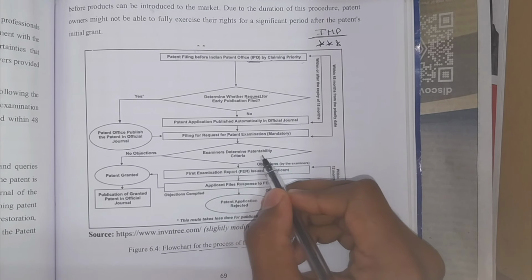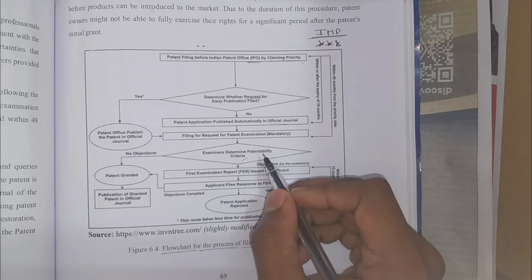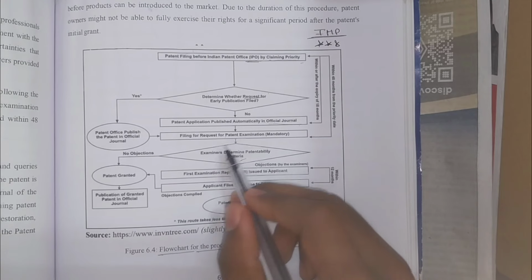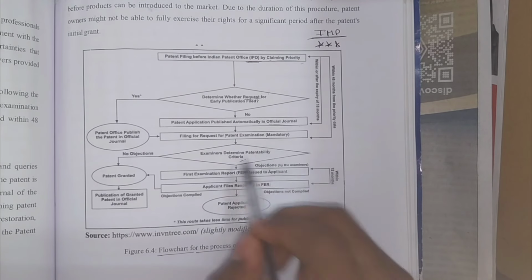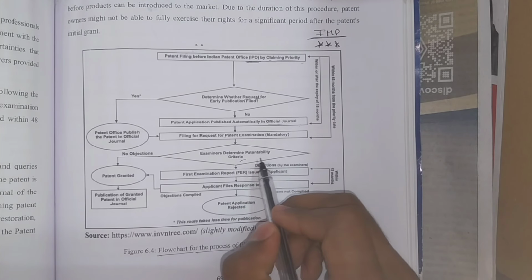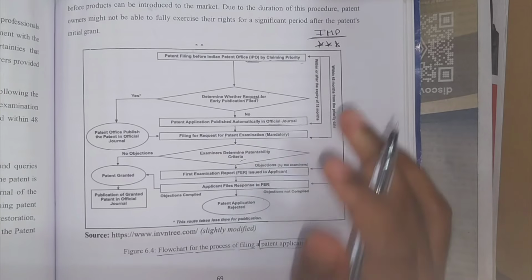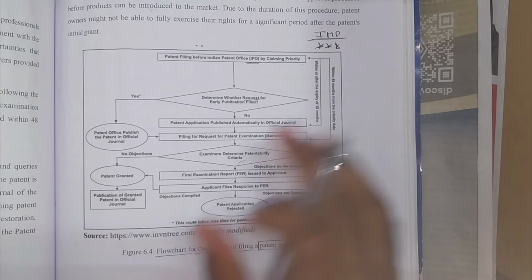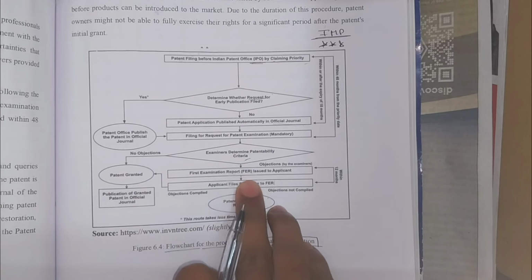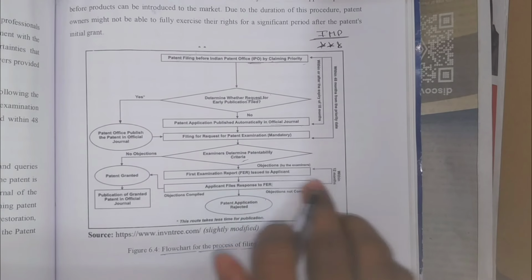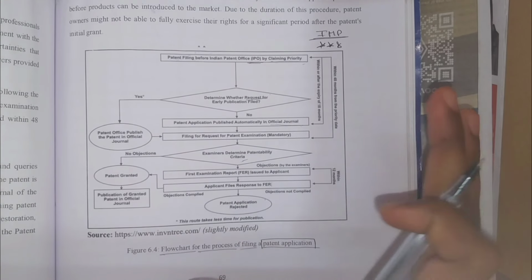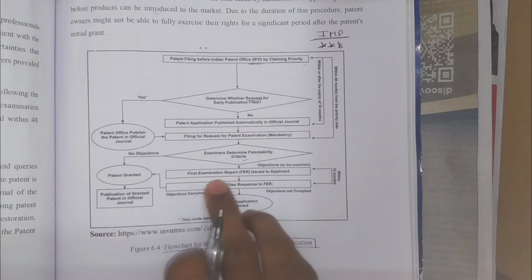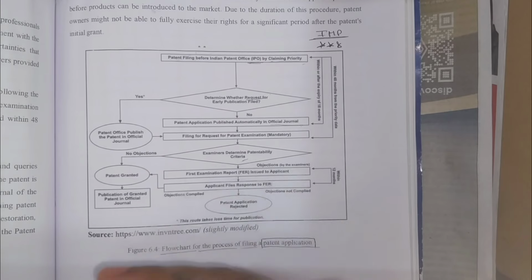So the examiners will check the criteria. Based on the criteria they will evaluate. After that, once the examination evaluation is done, they see whether there is any objection. If there are any objections, the first examination report is issued to the applicant.